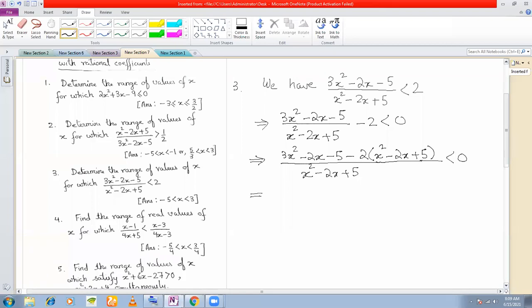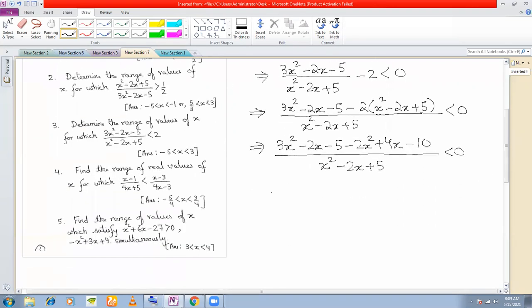Right. I simplify the numerator. Okay, so you are getting, in the numerator, x square plus 2x minus 15.